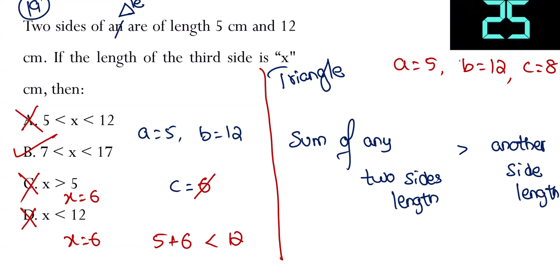Okay, any value in the range of 7 to 17 will satisfy that condition. For a triangle, if you want to draw it, this is the basic condition required to be satisfied.